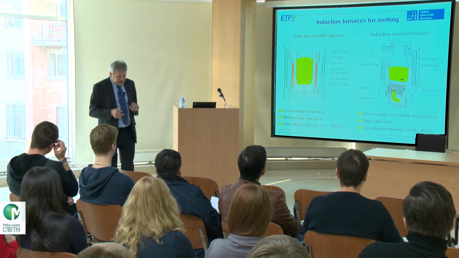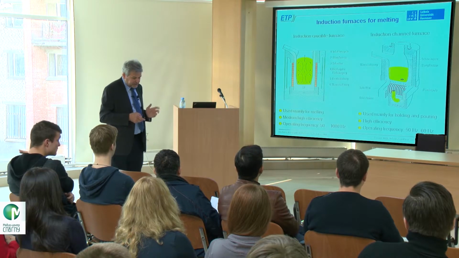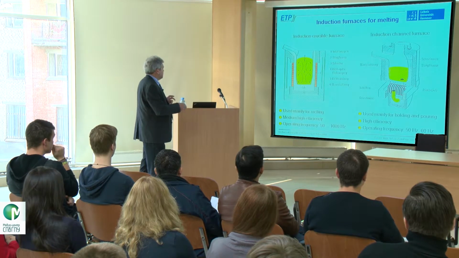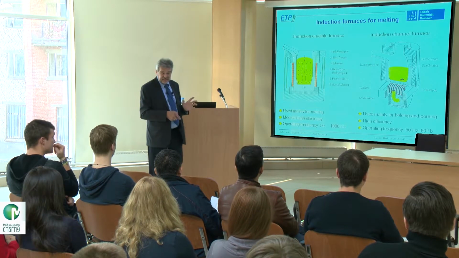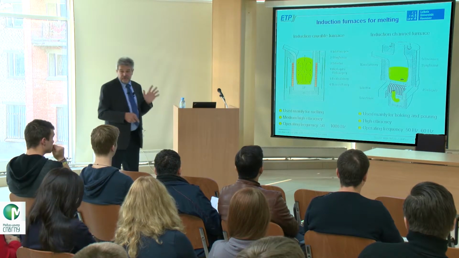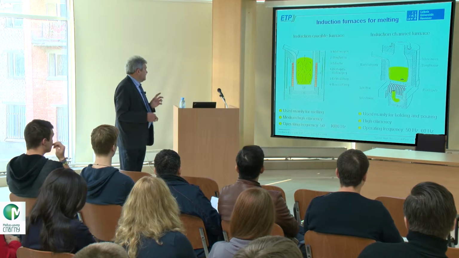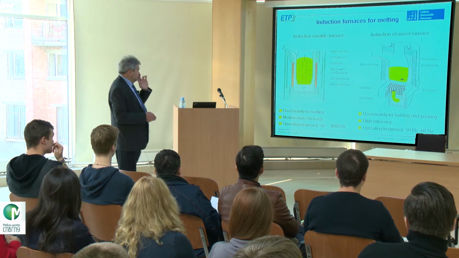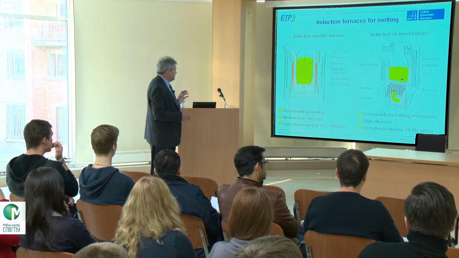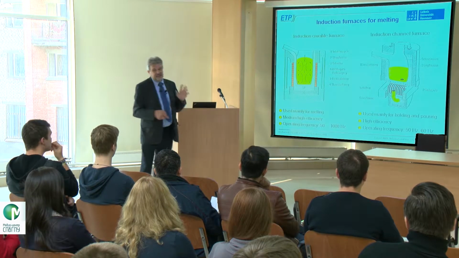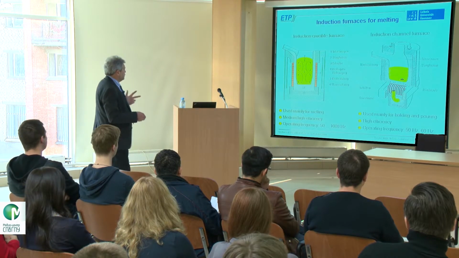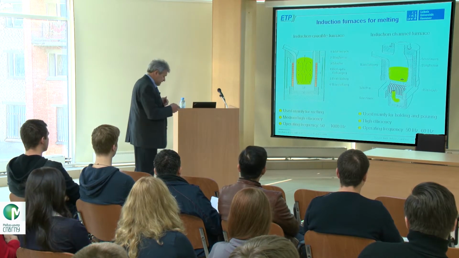So, in principle, for induction melting, we have two different devices. That is an induction crucible furnace. That is the main part today for melting of iron and steel, with very high power, up to 40 megawatt today. And we have the channel furnace, which is mainly used for holding and pouring in the iron industry, but also used for melting in non-ferrous, copper, zinc, aluminium industry. I will show you now some examples of the crucible furnace.